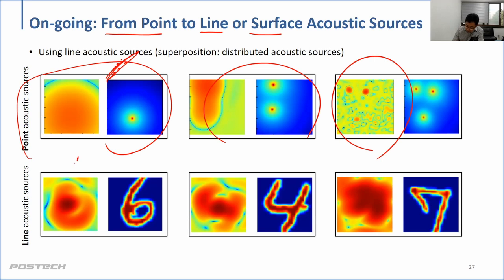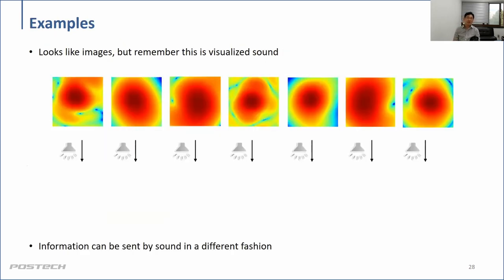So now here, if we have this kind of beamforming map, it's actually coming from the speakers located here, not the visual one. And say somehow we are able to recognize these things. The example is, suppose we have this kind of beamforming map as an image. It looks like an image, but remember, this is visualized sound using the beamforming map.